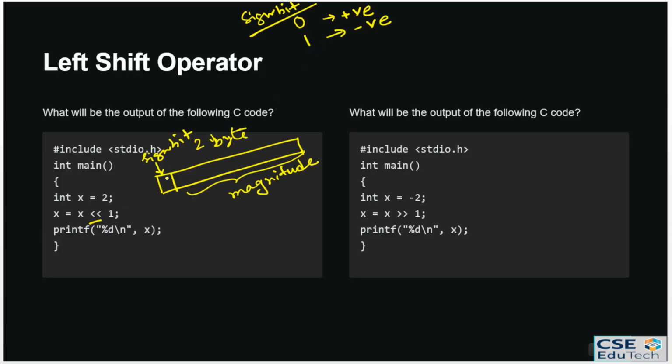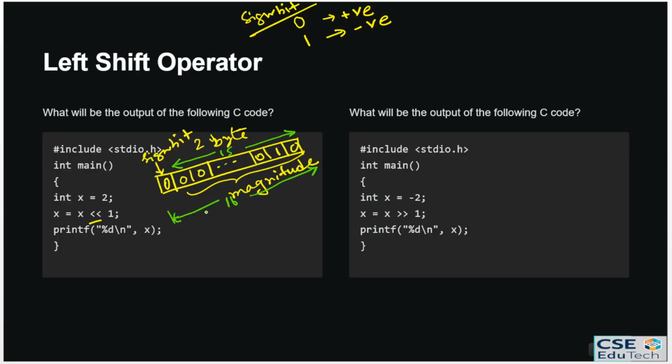As it is a 2, the sign bit is positive, so it is a 0, and 2 will be represented by its corresponding binary value. So the magnitude will be 0, 0, and so on. 2 means 1, 0 is basically the binary representation of 2. So these 15 bits are 0, 0, 0, 0, 0, and last 1, 0. These are the 15 bits, and 1 bit is reserved for the sign. So in total, we assume that it is a 16-bit representation.